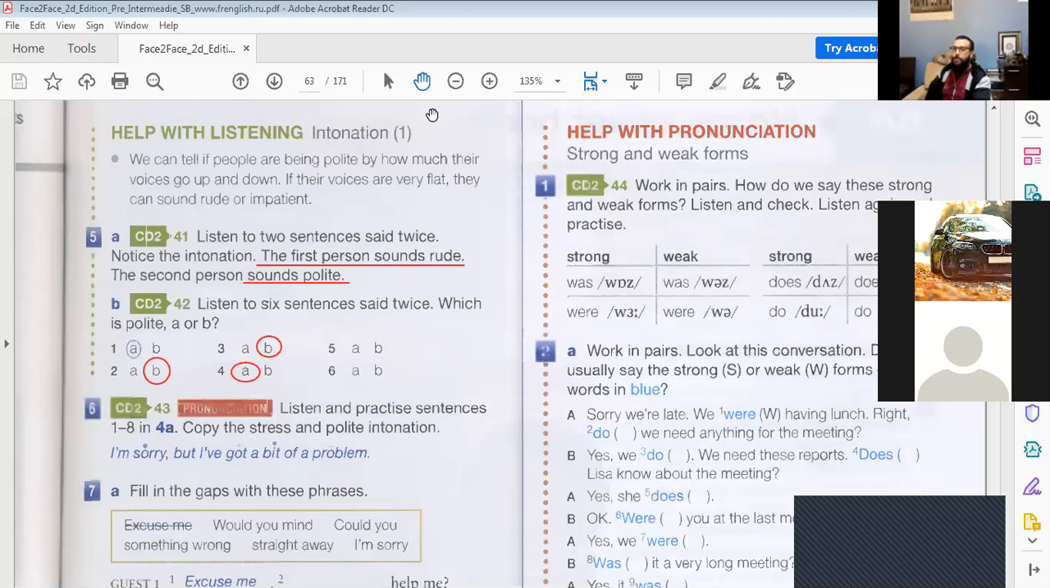B. Mm-hmm. That's right. Okay, now we've got the last one.